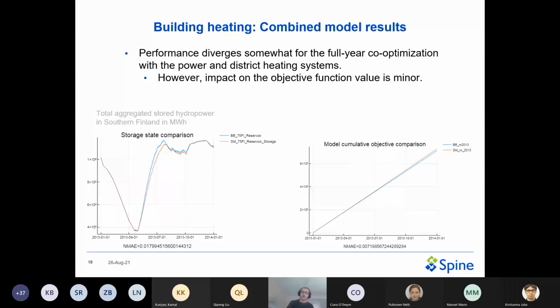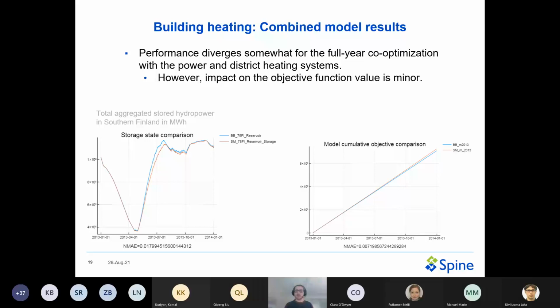However, for the combined model, which included both the district heating and power system and the building models, we started to see a bit of a difference. And the main reason for this is shown in the bottom left. Here I have a figure of the total aggregated stored hydropower in southern Finland in megawatt hours. And you can see that in the spring, both models use the hydropower almost identically. However, during early summer, the two models start to diverge.